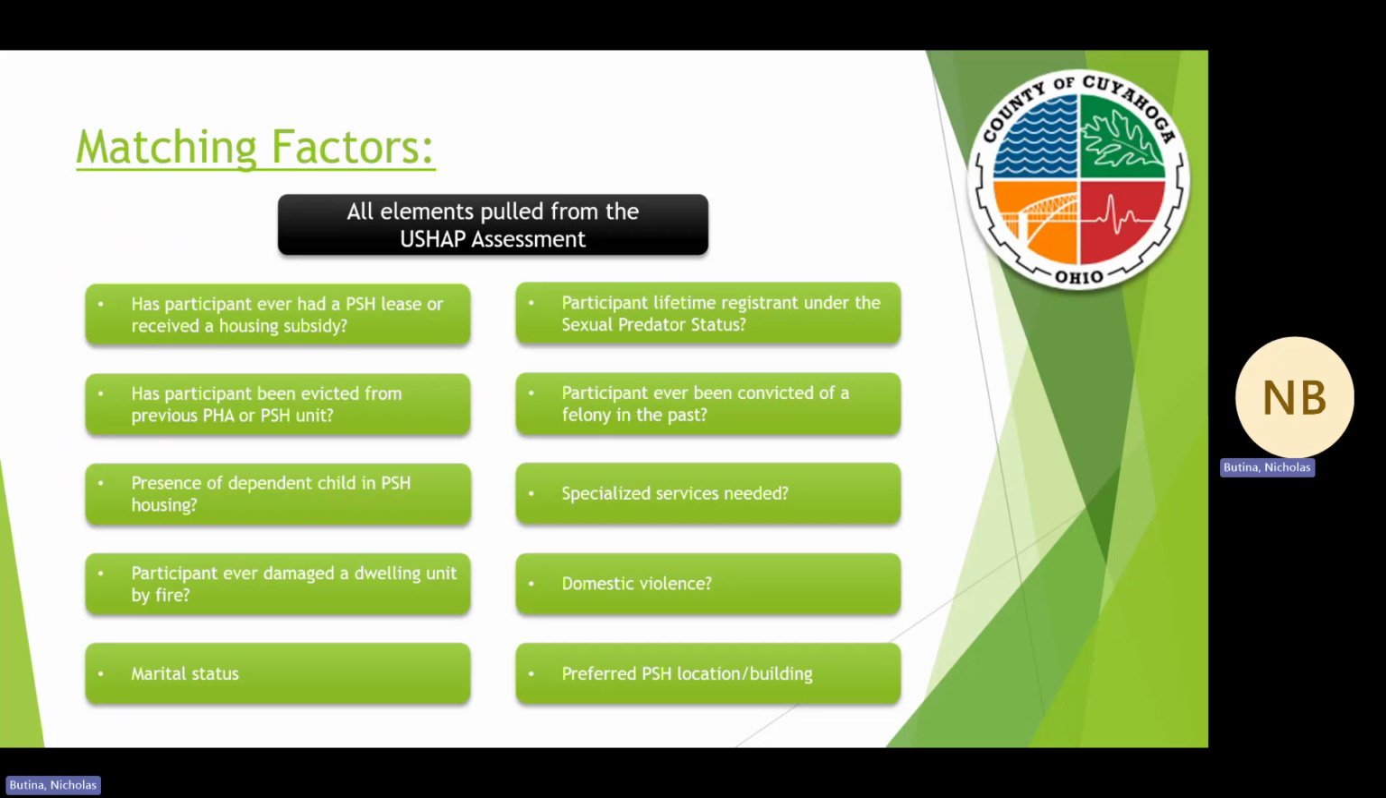Has the participant ever been evicted from a previous PHA or PSH unit? Is there a presence of dependent child in the PSH housing? Has the participant ever damaged a dwelling unit by fire? Their marital status? Is the participant a lifetime registrant under the sexual predator status? Has the participant ever been convicted of a felony? Specialized services that are needed? Was there domestic violence in their past? And their preferred PSH location or building.